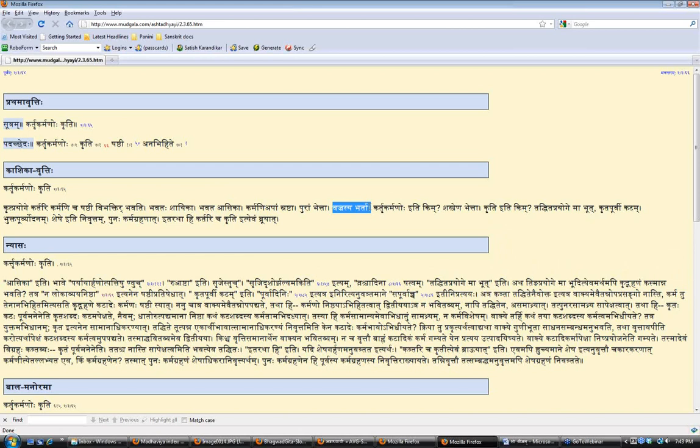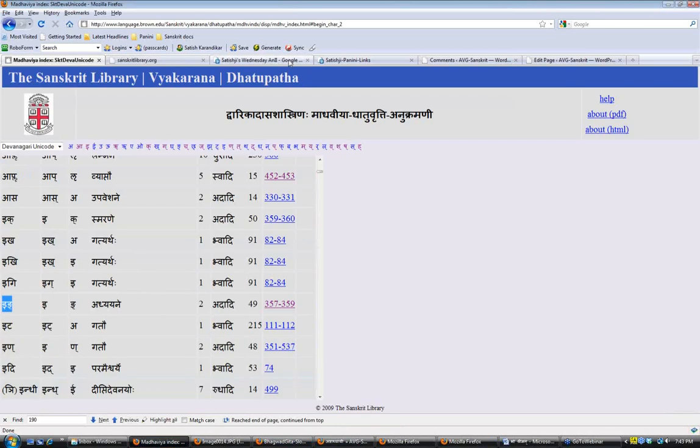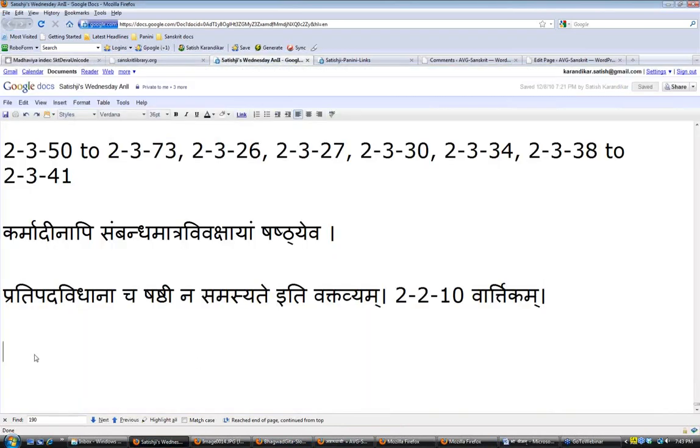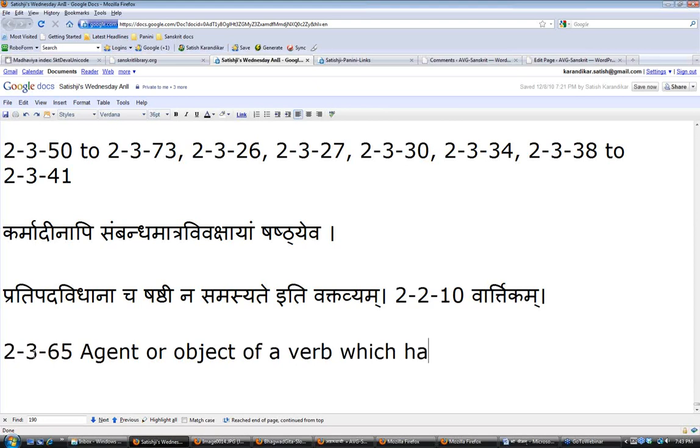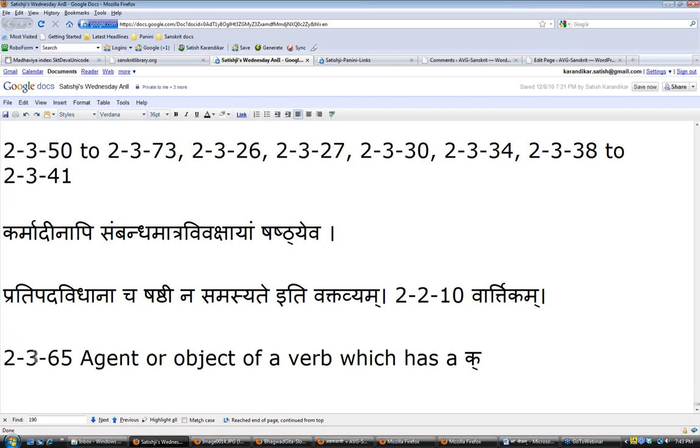You should have had Kartrikarnayo Tritiya, 2.3.18. So 2.3.65, let's put this in the document. 2.3.65 is that the object, the agent or the object, of a verb which has a Krit Pratyaya, what's called a primary affix, takes the Shashti Vibhakti. Takes Shashti, I'm sorry. Excuse the typo, Shashti.